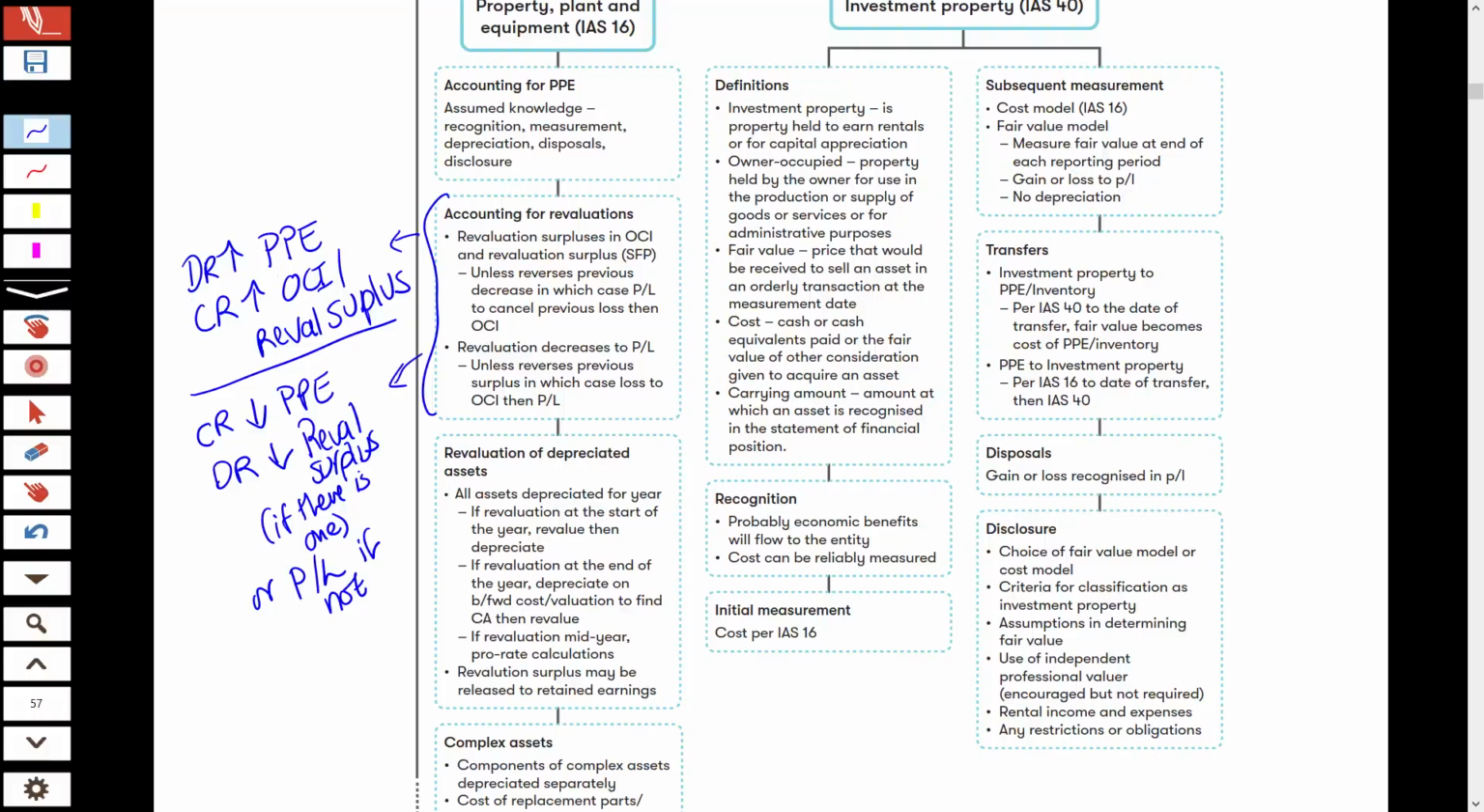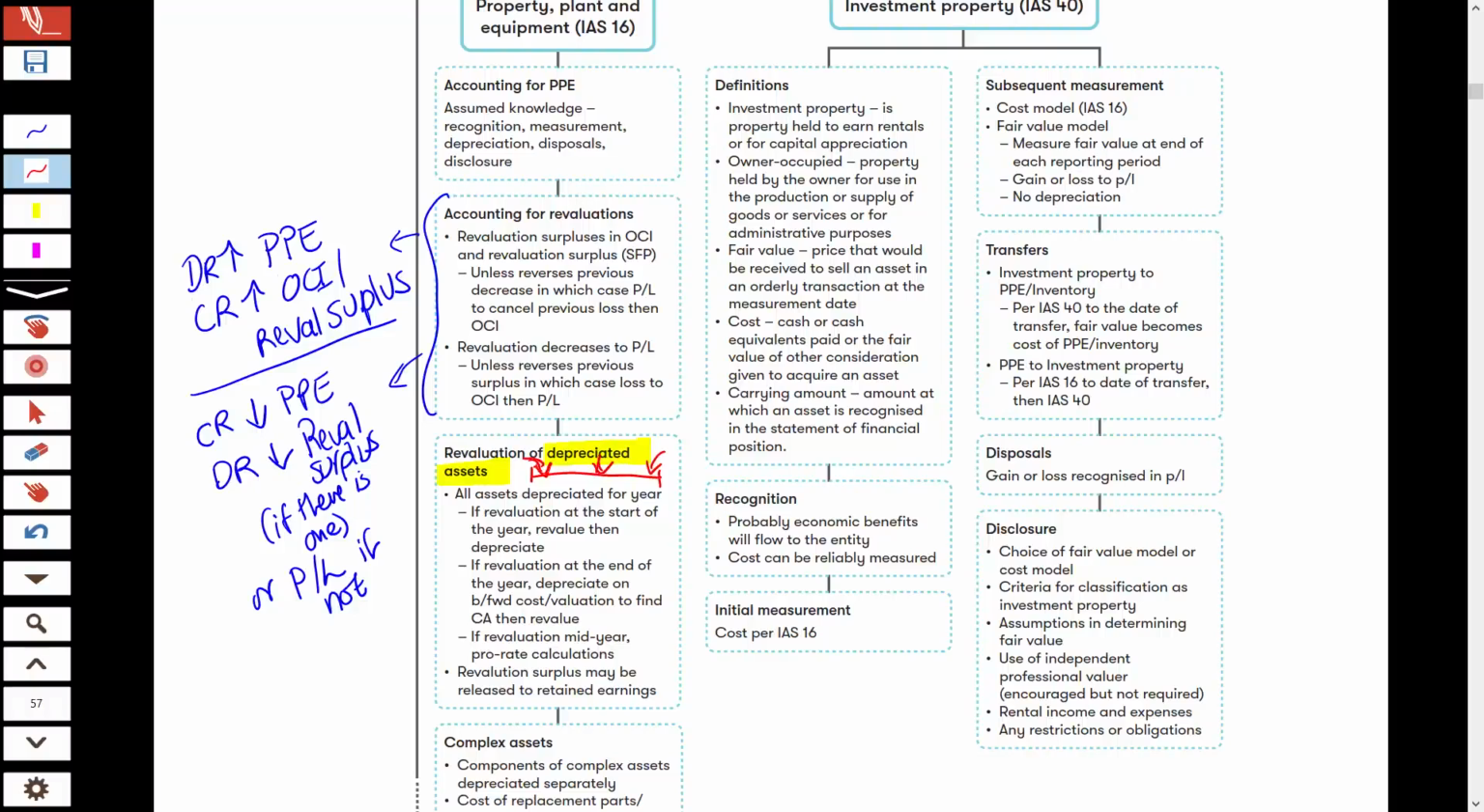Revalued assets are also depreciated, so this is where you're going to get your recap of depreciation as well. What you've got to be careful again is when is the revaluation happening? Is it happening at the beginning of the year? Is it happening at the middle of the year? Or is it happening at the end of the year? If the revaluation is at the start of the year, then we would revalue it at the start of the year, then we would depreciate it on the new revalued amount. However, if it's at the end of the year, then we would depreciate based on the old cost, then revalue, and then we've got no further depreciation to do until the following year.